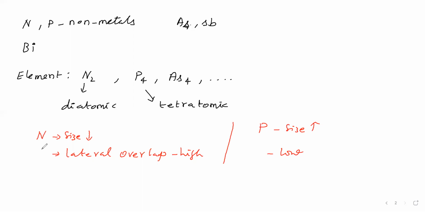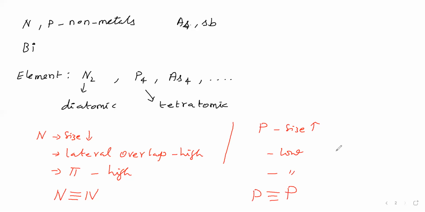Here the distance between the nucleus and the valence orbital is less. Therefore, pi bond formation tendency is high in nitrogen, but low in phosphorus. Therefore, nitrogen exists as the N triple bond N molecule, with one sigma bond and two pi bonds. But P triple bond P is not possible because the pi bonding tendency is low. Therefore, phosphorus does not exist as P2.